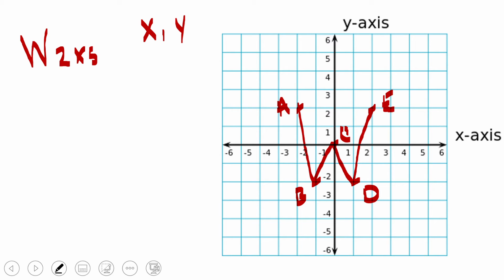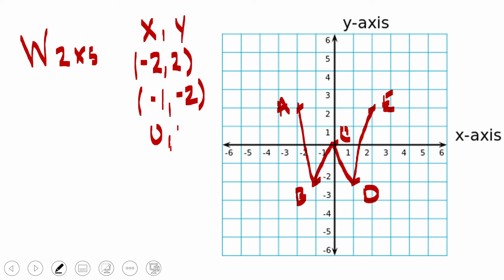So the A plotted point is at -2, 2. The B again is at -1, -2. The origin C is at 0, 0. D is at 1, -2. And E is at 2, 2.